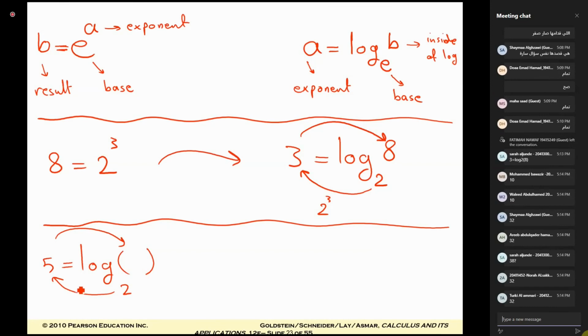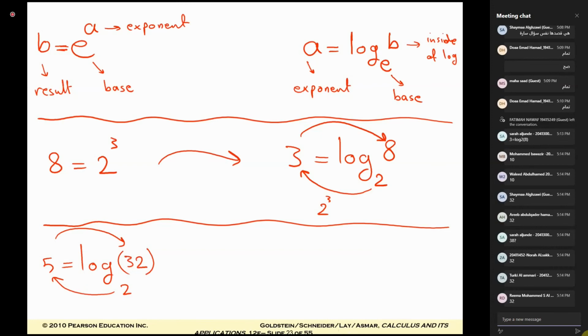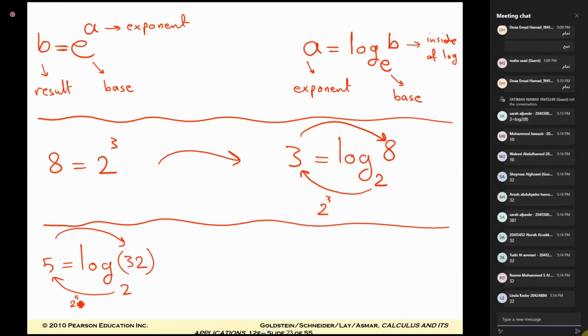Yes. 32, not multiply. 32. Yes. 2 to the power 5. 32, 2 to the power 5.